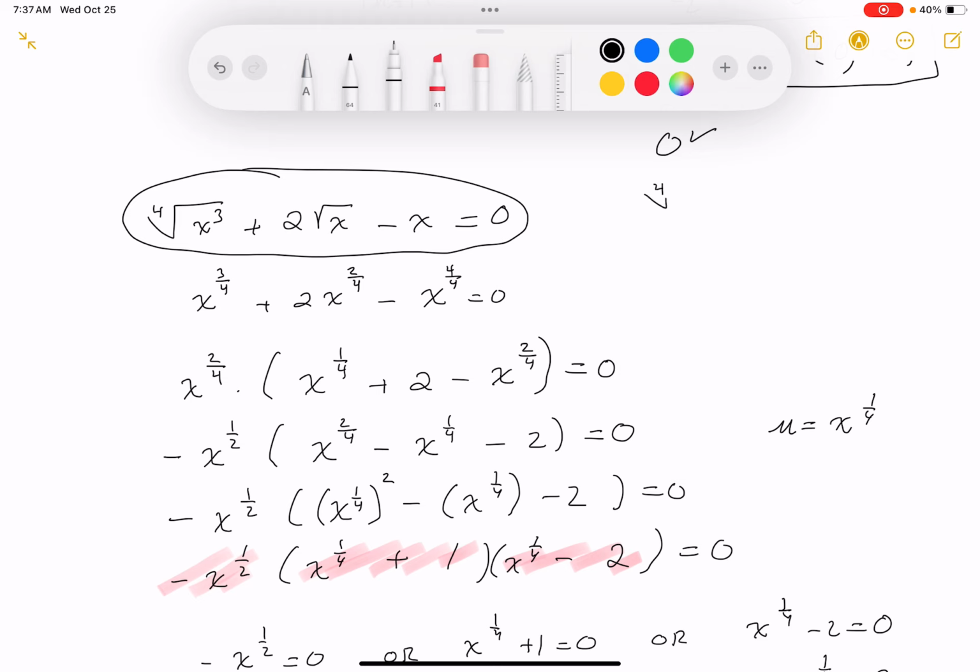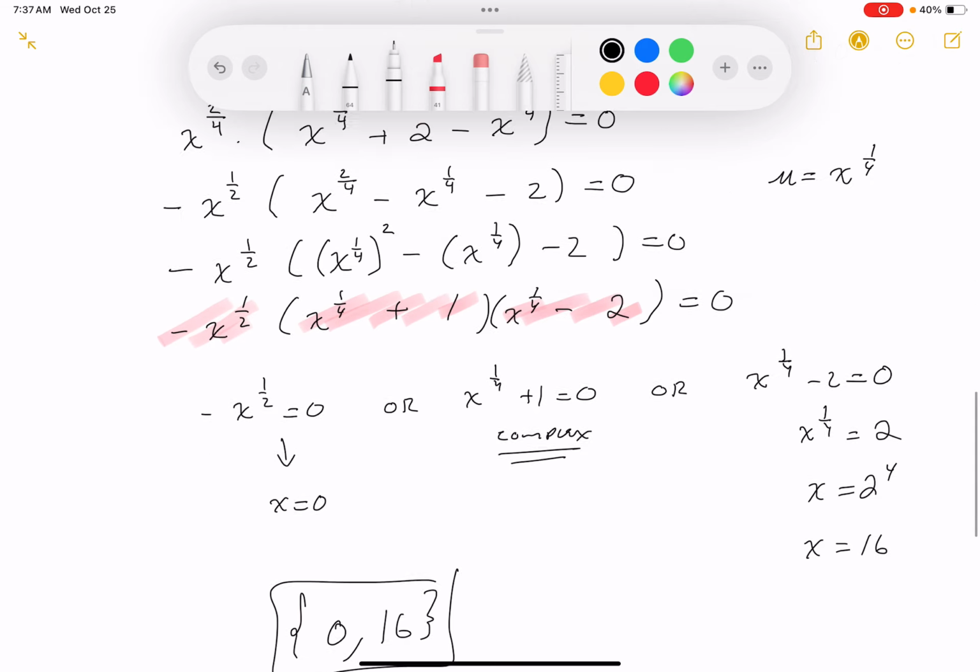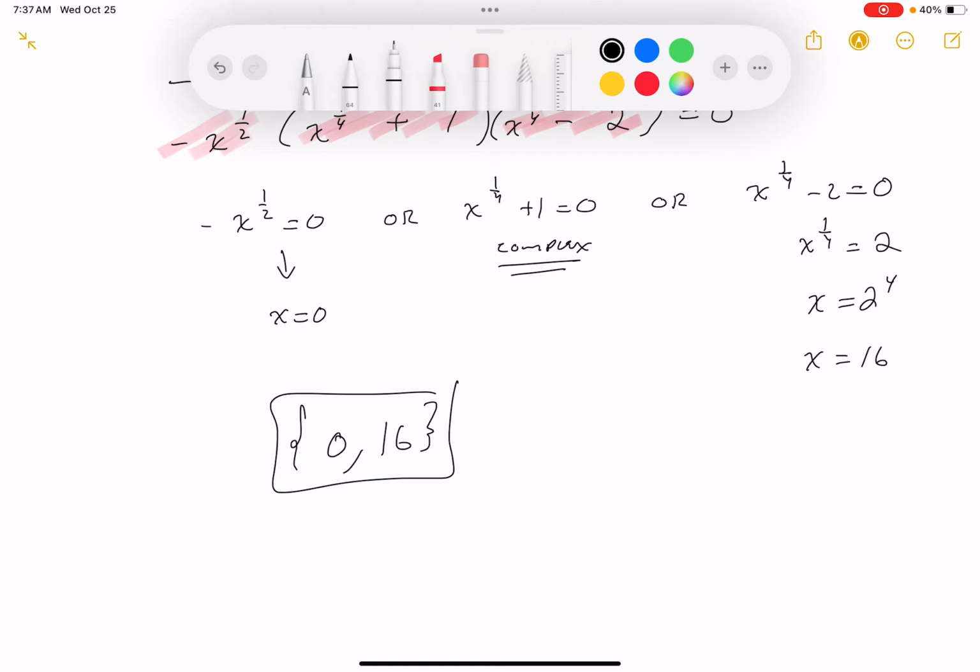Let's write this down. The fourth root of 16 cubed plus 2 times the root of 16 minus 16 is equal to 0. Let's see if that's true. The fourth root of 16 is 2. 2 cubed is 8. The square root of 16 is 4, and 2 times 4 is 8. And 8 plus 8 minus 16 is 0, and that certainly does work out. So these are our two solutions. Thank you.